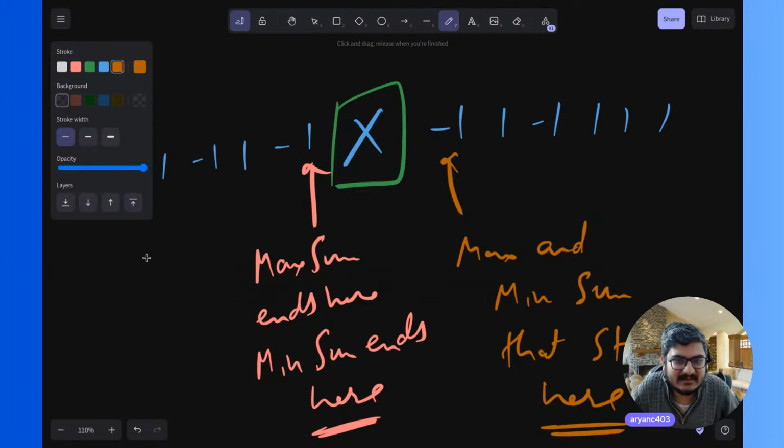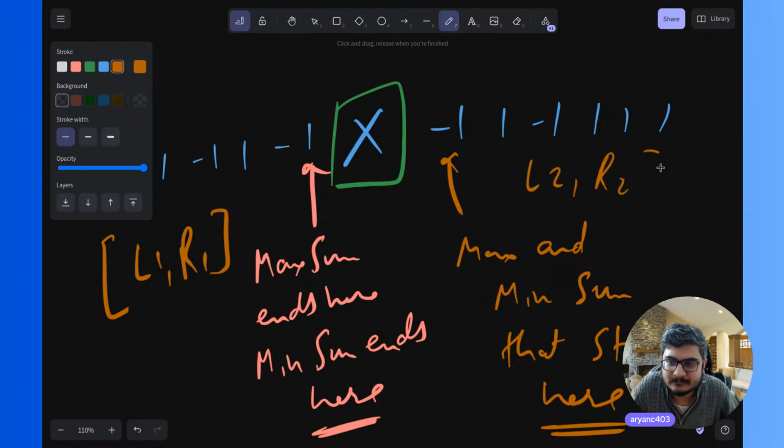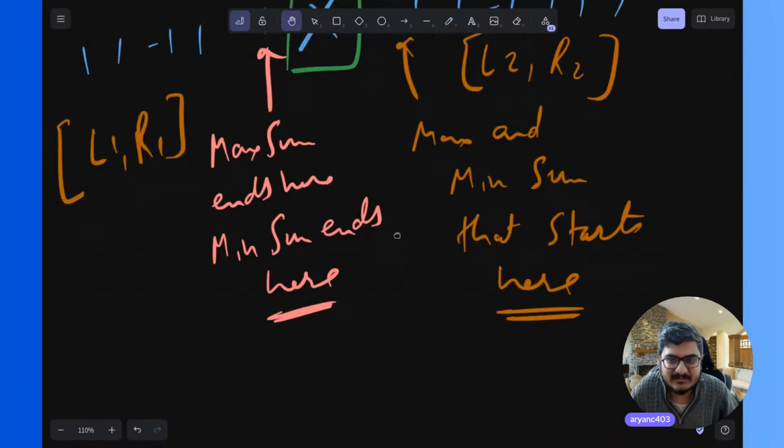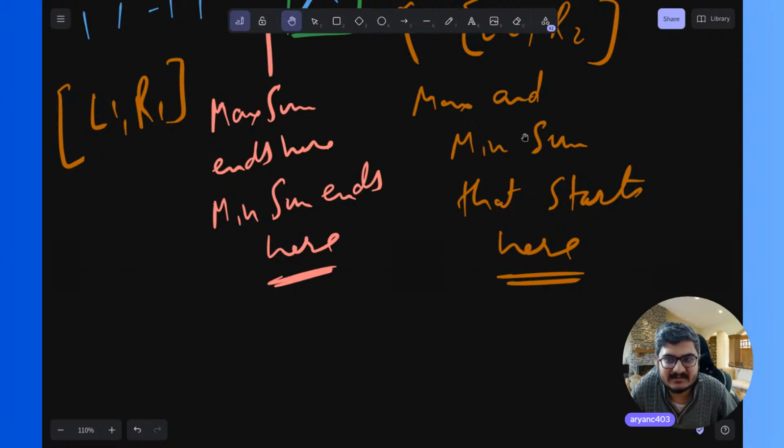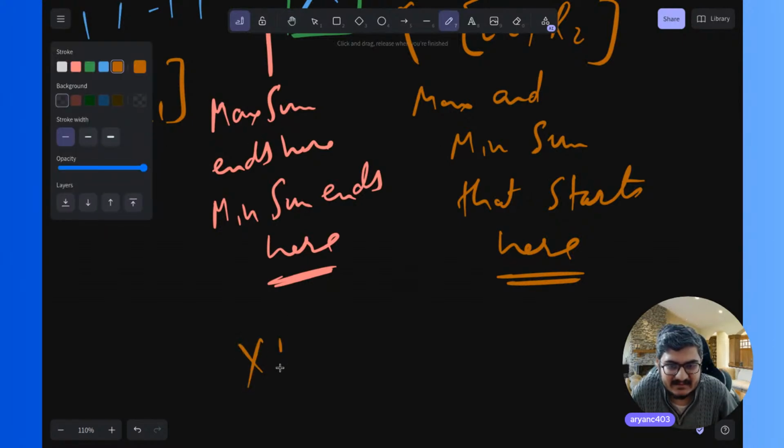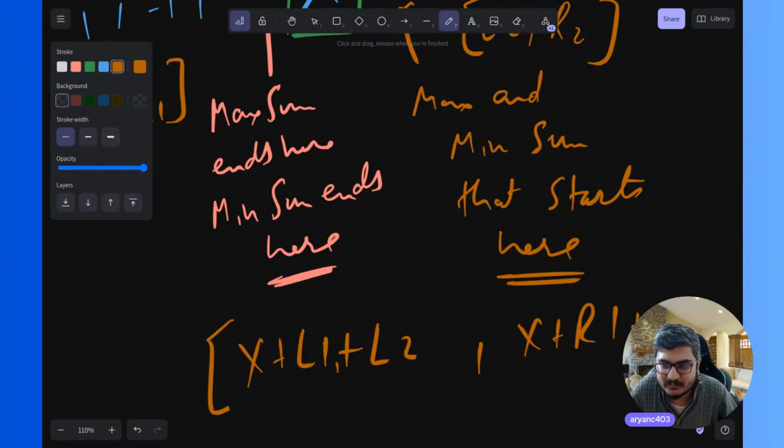And the idea is, let's say here the range of numbers is L1 to R1. Here the range of numbers is L2 to R2. Then the minimum sum you can get by including x, and some part from here and some part from here, would be x plus L1 plus L2. This would be the minimum you can get. And the maximum you can get would be x plus R1 plus R2. And the key observation was that all the numbers in this range would also be achievable. And this was essentially the solution for this problem.